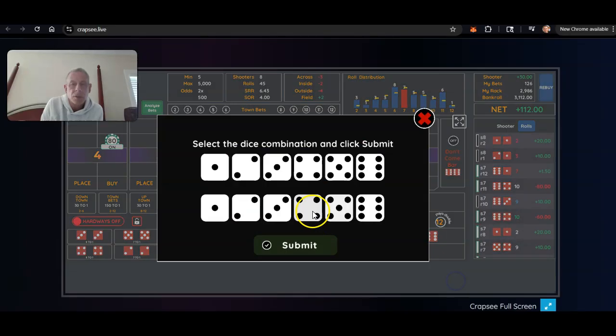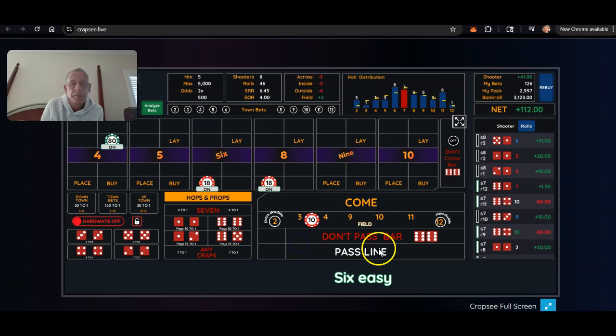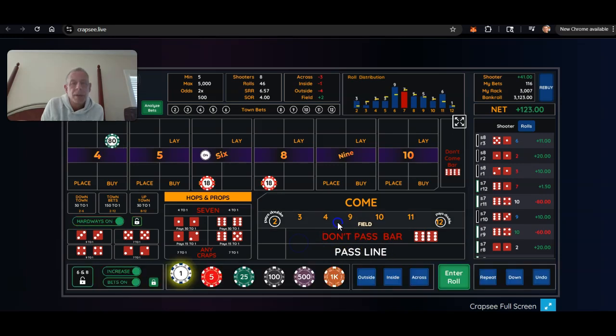516. We're going to lose the field. 6 easy. We have to replace the field. Why is that happening? Right, there we go. And now we're going to drop this by 10. So we're going to 70.